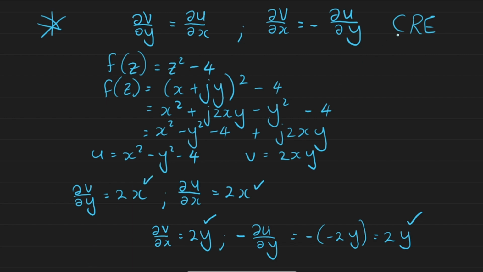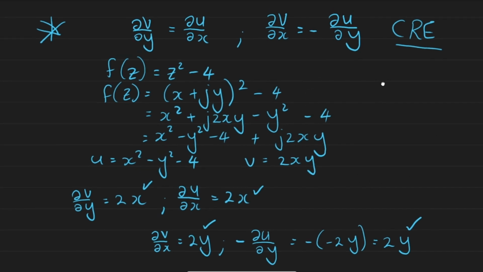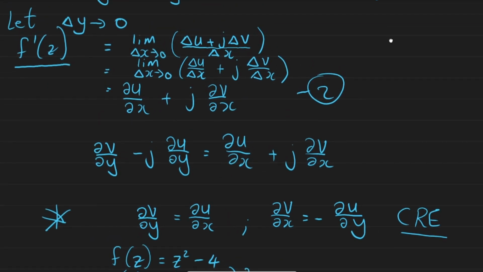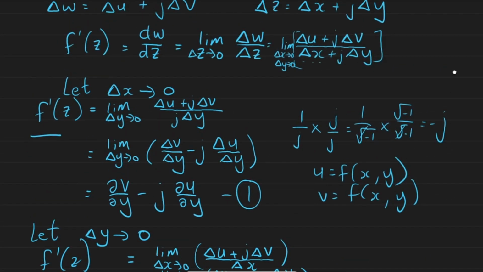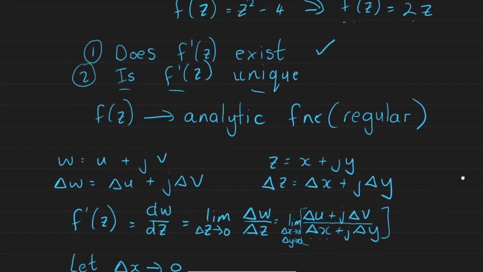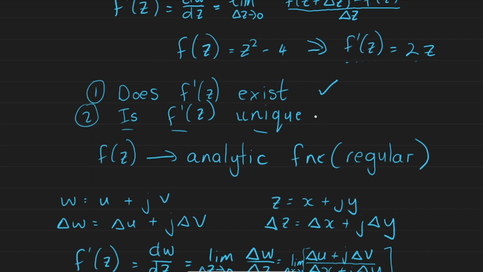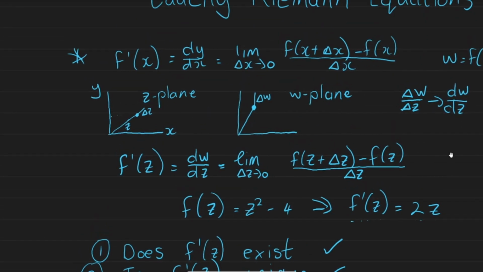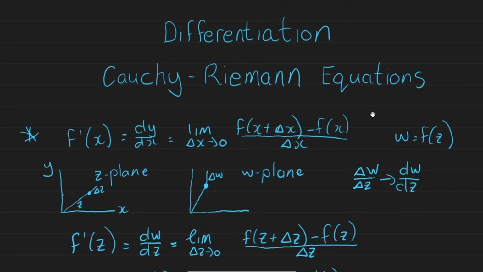So the Cauchy-Riemann equations are actually what we use to establish if the derivative is unique. If they're not the same, obviously we're going to have a problem. So these are the two key things: does the derivative exist, and is the derivative unique? Tied in with the fact that if the derivative exists, we're considering an analytic function, also called a regular function. And to establish if the derivative is unique, we're looking at the Cauchy-Riemann equations. Thank you very much for watching.